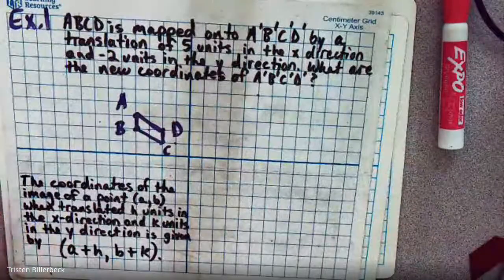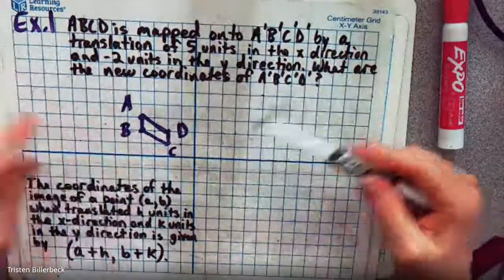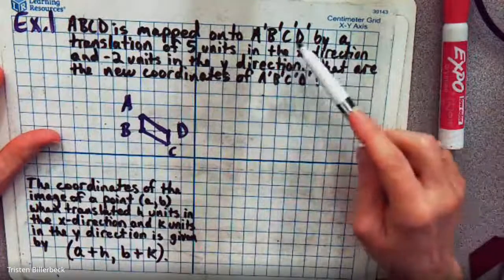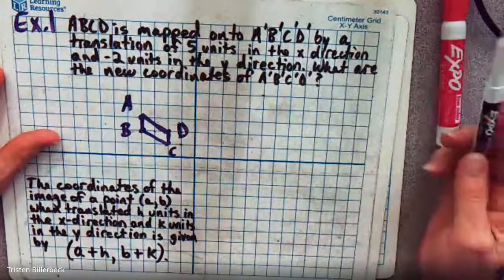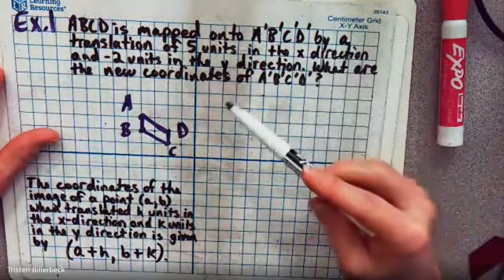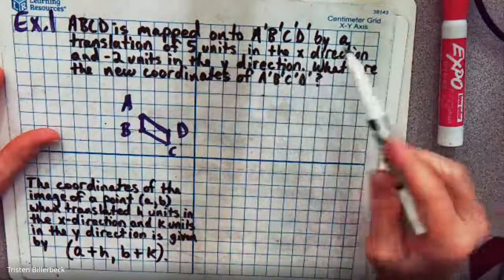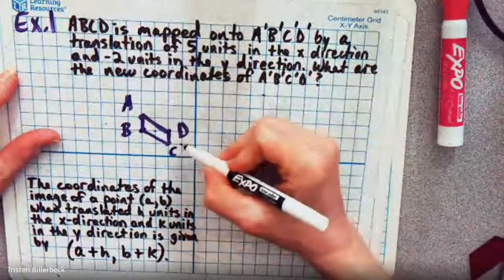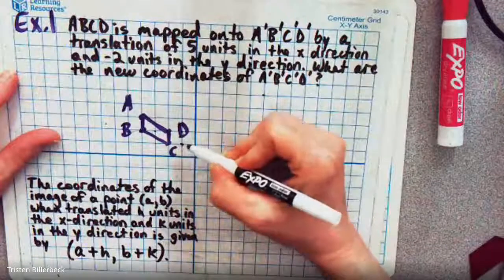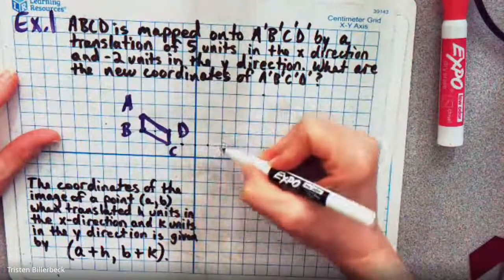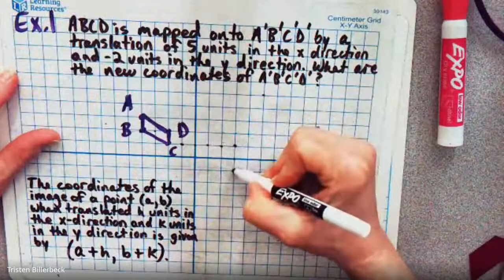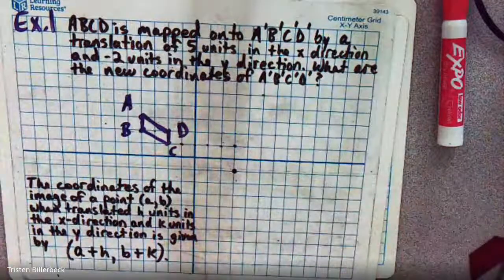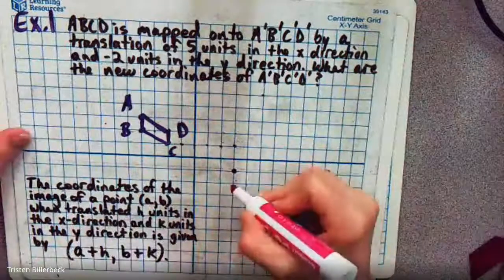So this is A, B, C, D is mapped onto A prime, B prime, C prime, and D prime. That means it's been moved once. That's why we use the primes. By the translation of 5 units in the x direction and -2 units in the y direction. So we're just going to move this point C, 1, 2, 3, 4, 5, and 1, 2. So our new point there will be C prime.